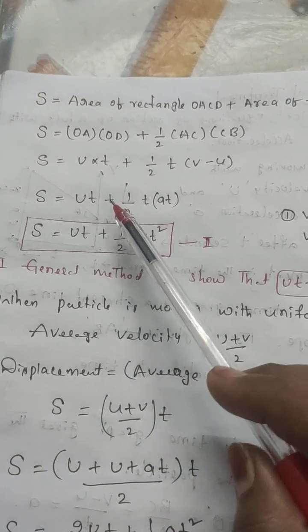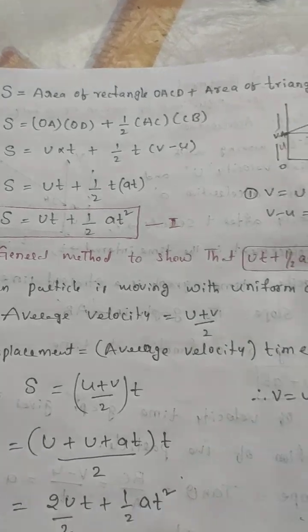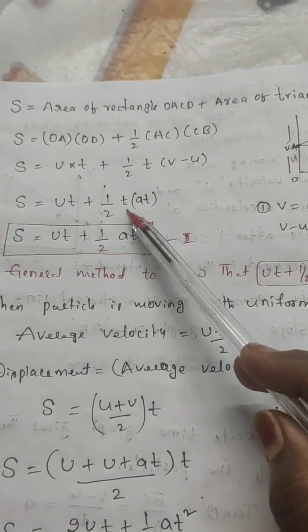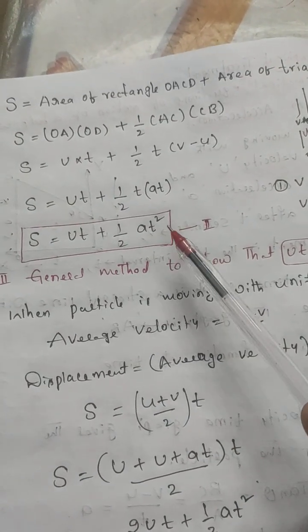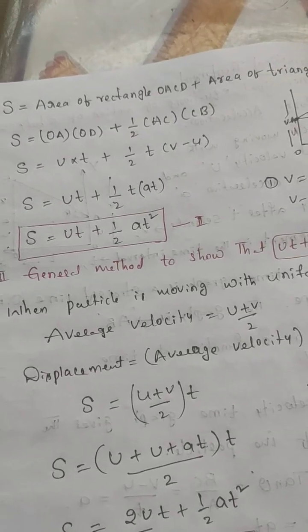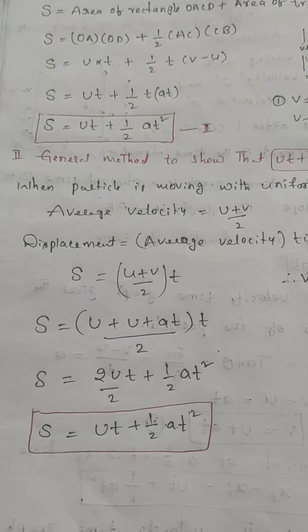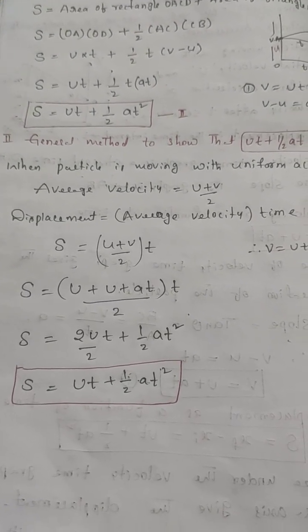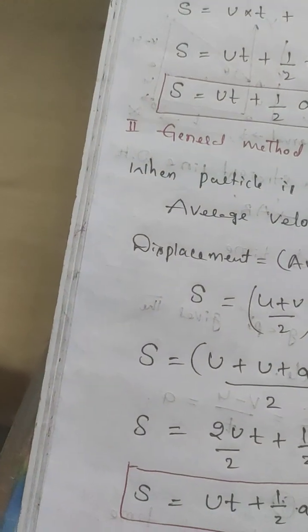S is equal to ut plus 1 by 2 into t, same as it is. Instead of v minus u, from the first equation, you substitute at here. t into t, t square. Now we got it. S is equal to ut plus half at square. This is the second kinematic equation using the graphical method. We will get the same formula in the general method also.